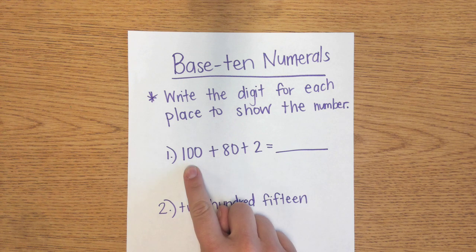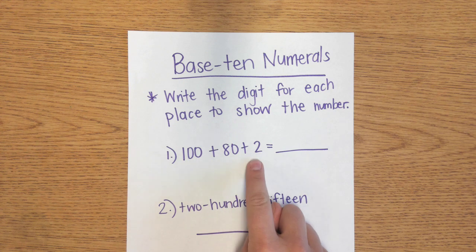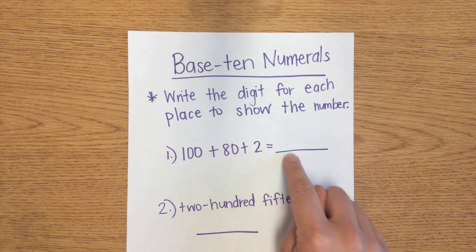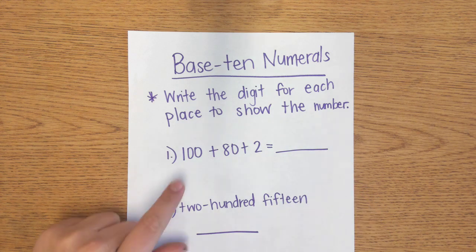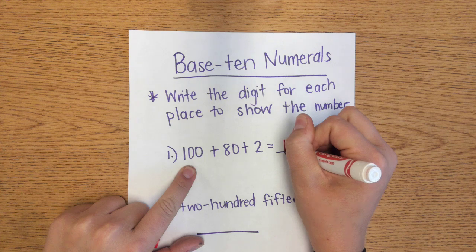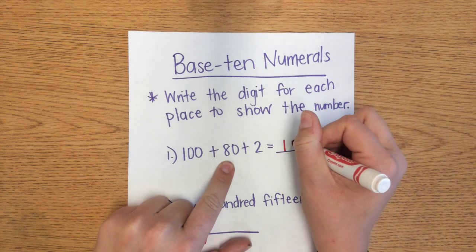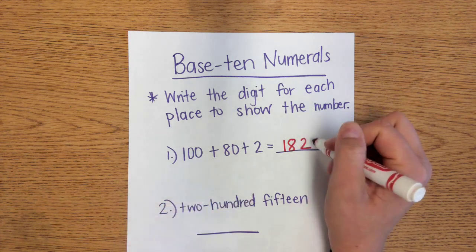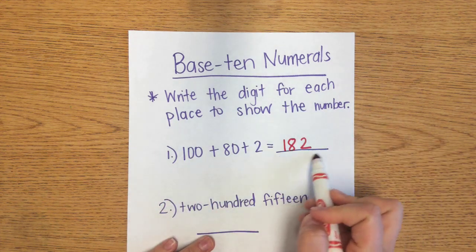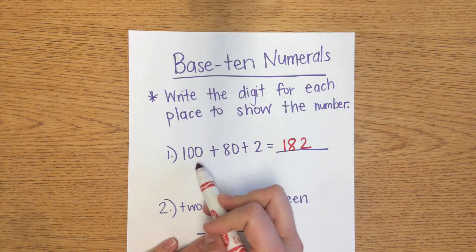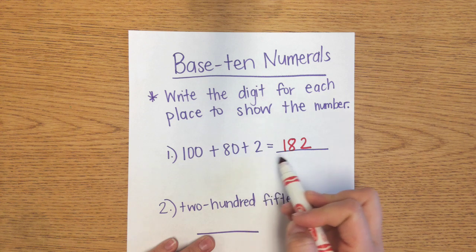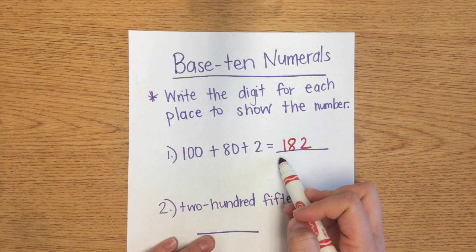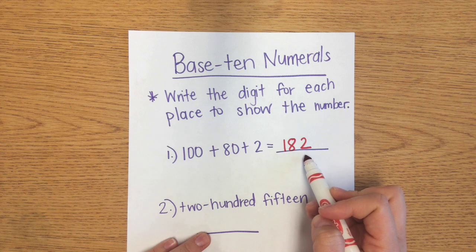So if I have 100 plus 80 plus 2, what is that numeral going to be, that whole number? Well, I know that if I have 100, I would have 100. 80 is 8 tens, and 2 is 2 ones. So when I write my whole number for 100 plus 80 plus 2, it equals 182. So I have 100, 8 tens, and 2 ones.